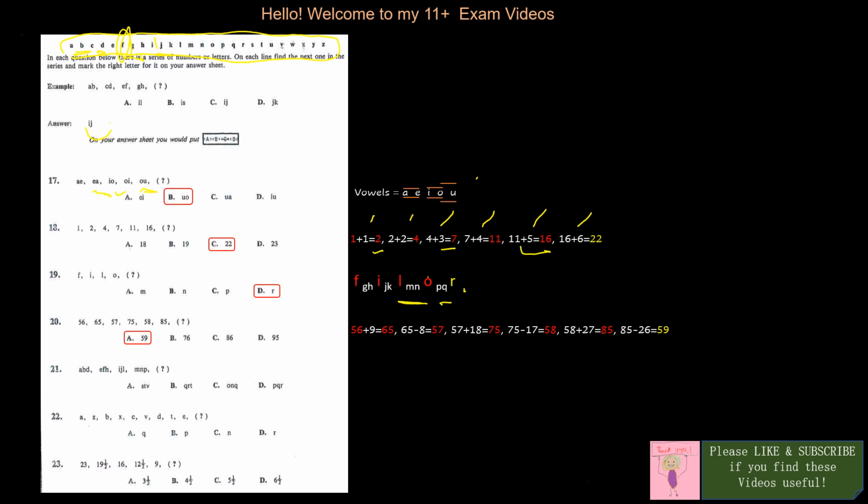Okay, and then 65 minus 8 is 57. So we are having minus 8 here, and then we are having plus 9 here. So plus 9 minus 8. Now look at this. Next one, from 57, they've jumped to 75. So what did they do? They added 18 to it, right?